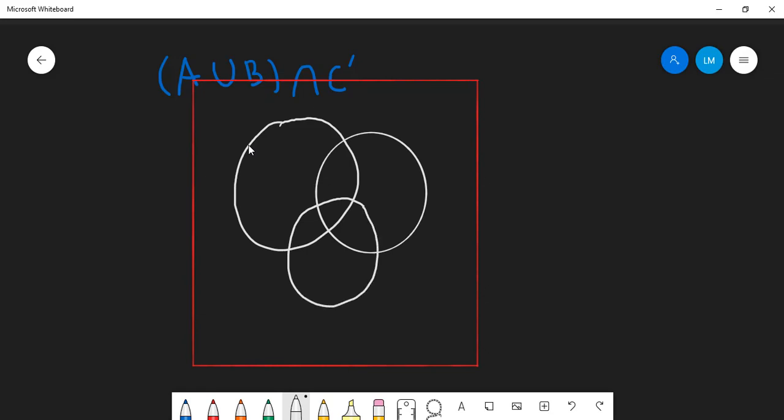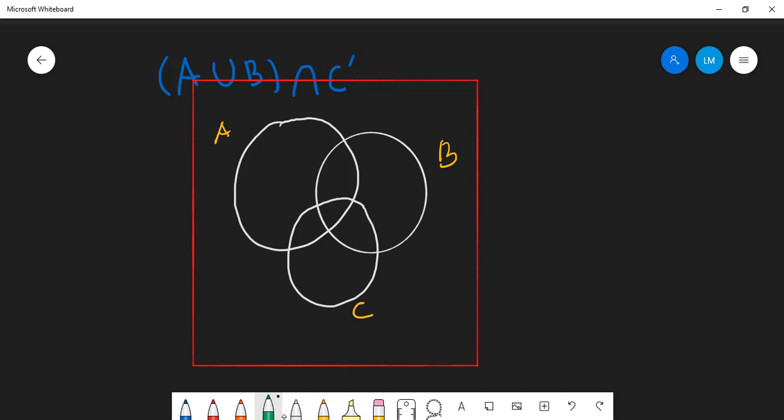Okay, so all that we need to do is just label this appropriately. So we have A, and then we have B, and then we have C. Now notice that what we want is for our elements to be in A or B, but not C. If that's the case, then the shaded region would be everything that's outside of C, but in A or B.